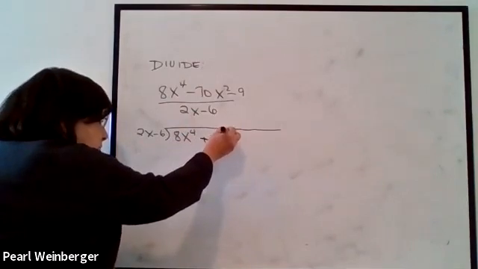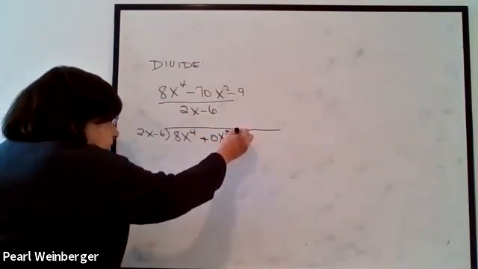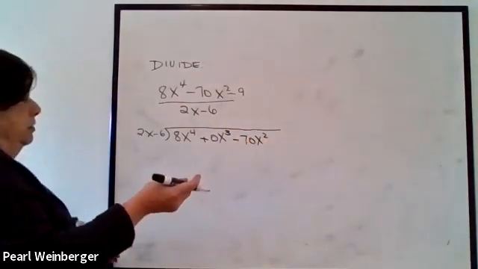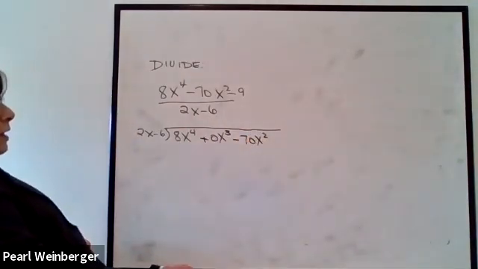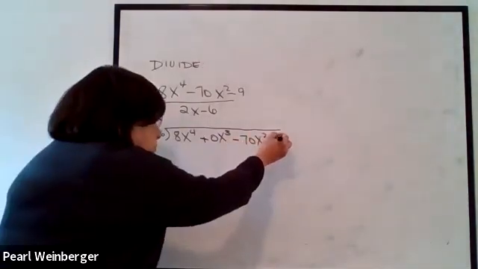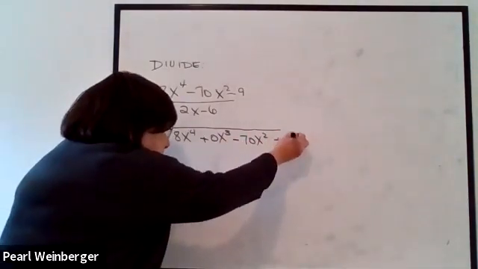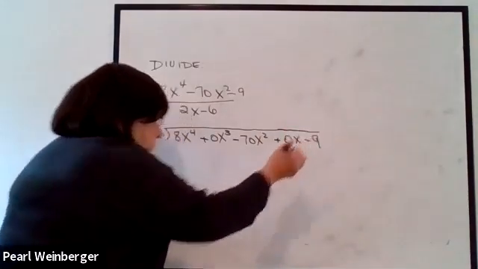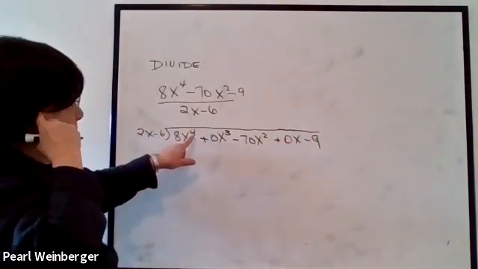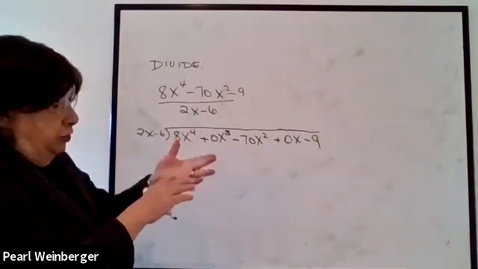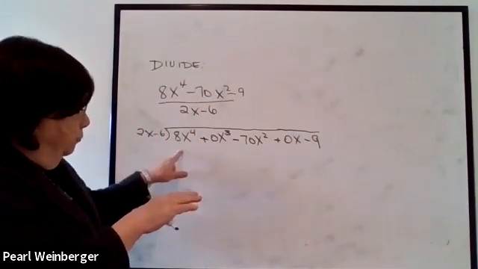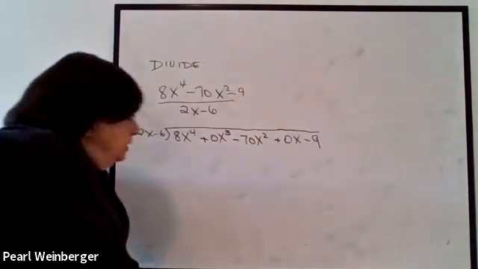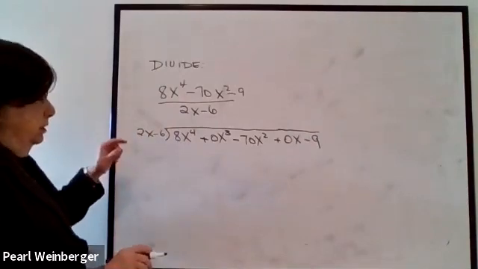So there are no x cubes. Then I put in the negative 70x squared. And after the x squared, I should see a plain x term, and there's no x term. So I'm going to put in a 0 for that as well. Notice, if my first term was an x to the 4th, I should have 5 terms: 4, 3, 2, 1, and no x's. So now I have it set up so I can do the problem.